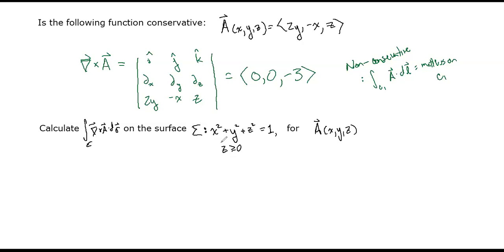But it is the surface defined by x squared plus y squared plus z squared equals 1, and z is greater than or equal to 0. So in words, can somebody describe that surface for me? That's half of a sphere. Yeah, the unit sphere in the upper half plane. So as best as I can draw it, it might look something like this. So that is sigma.